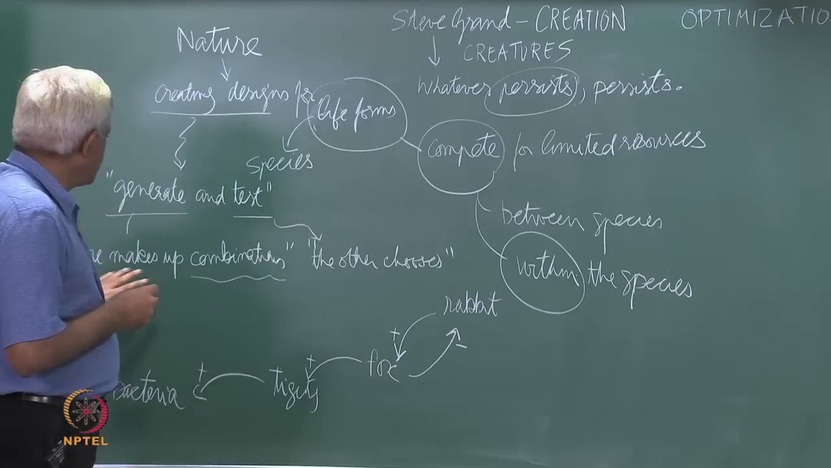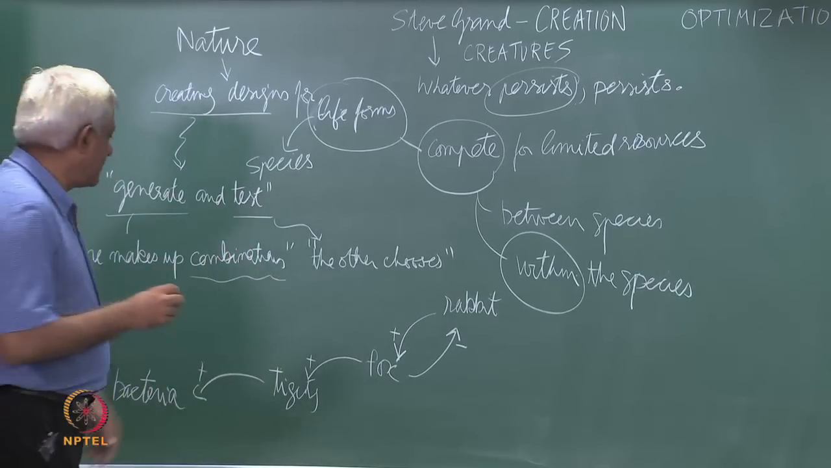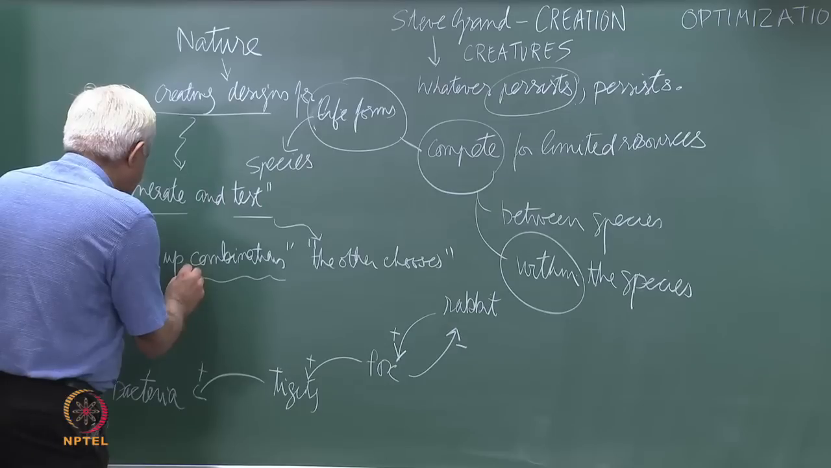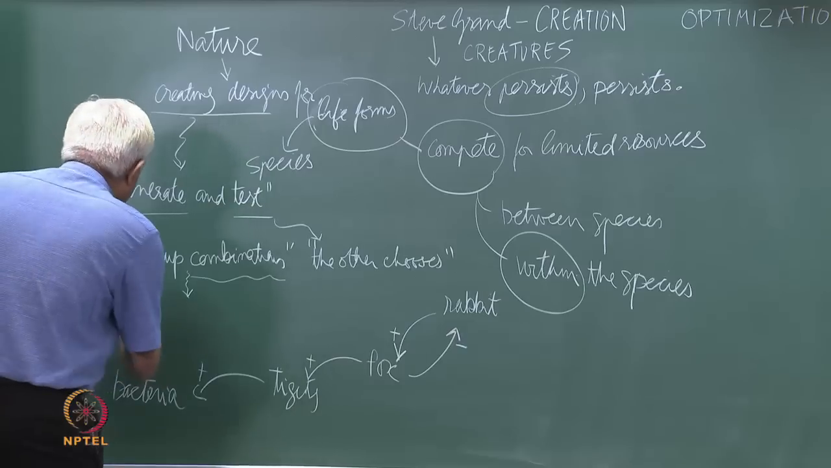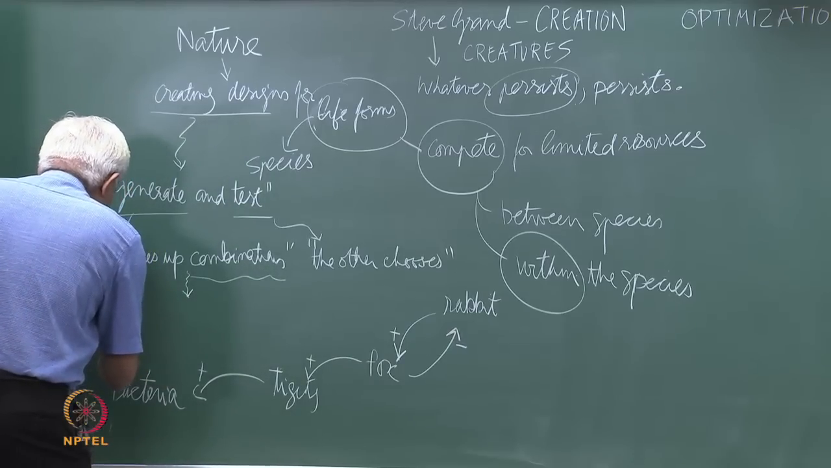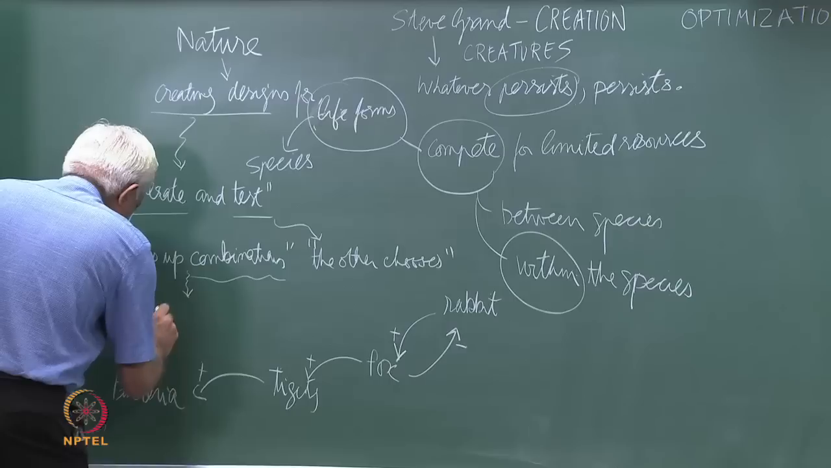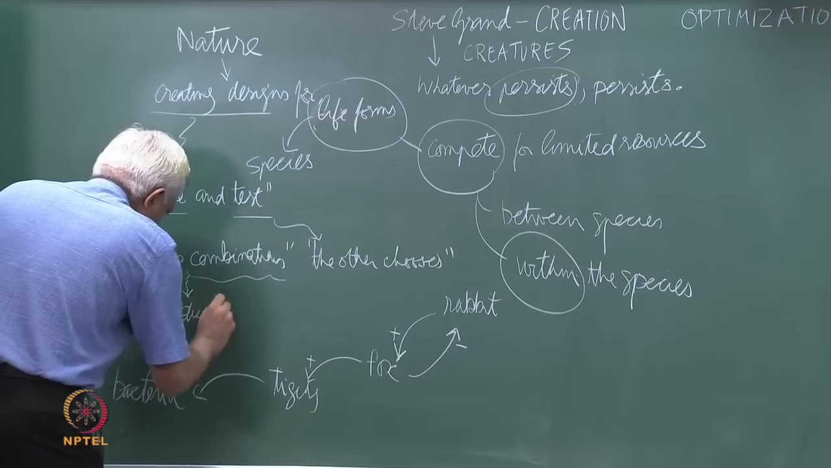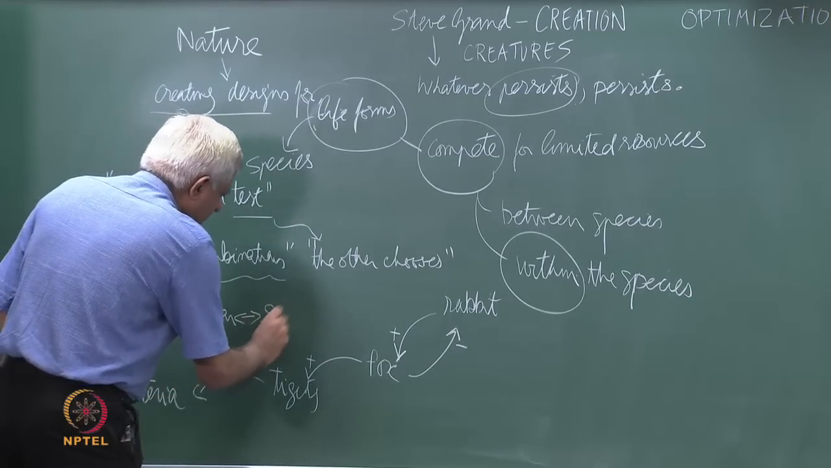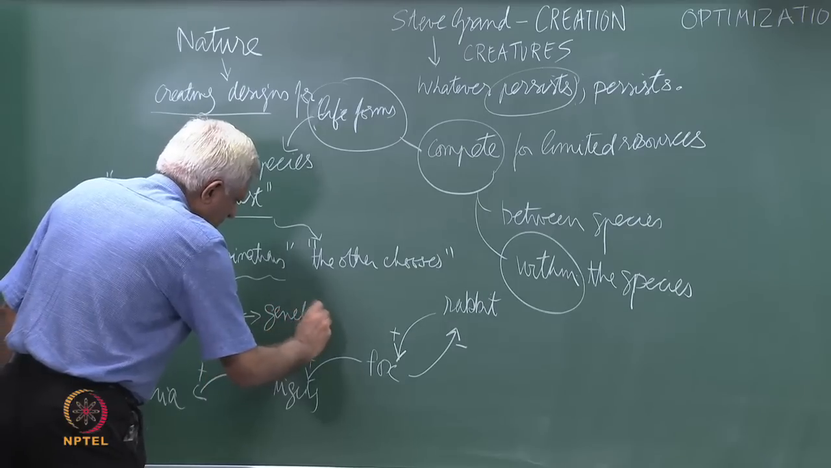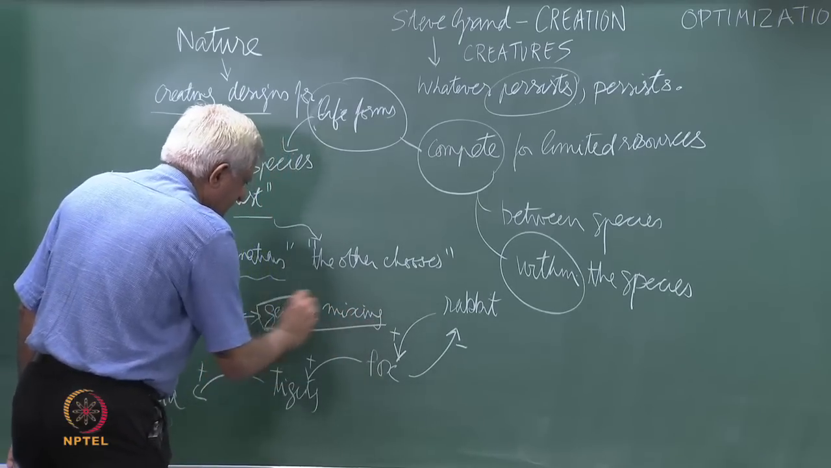So, that brings us to one makes up the combinations. So, what is the combination that nature has adopted? It is of sexual reproduction, and what does it lead to? It leads to genetic mixing. This is the key.